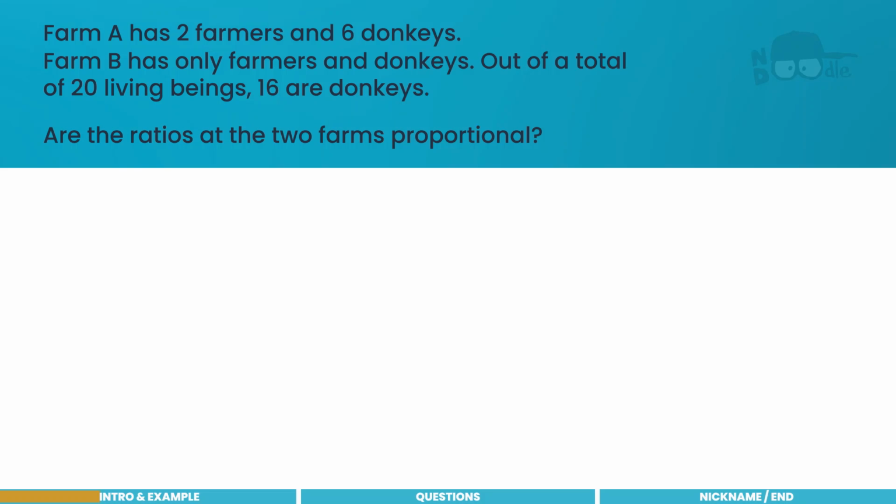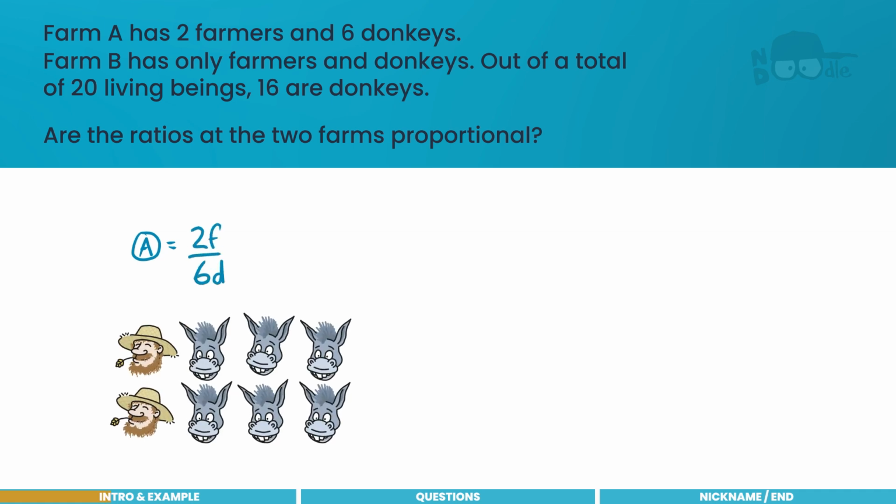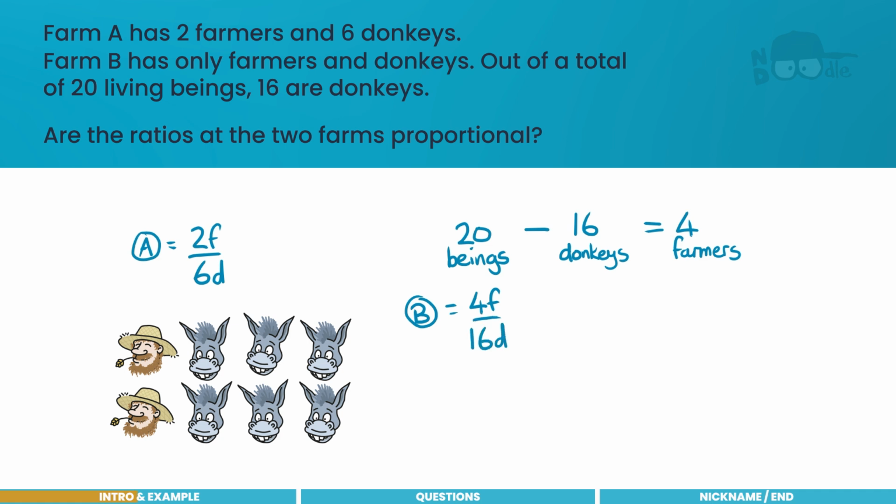Right, let's have a go at this in fraction format. Our first farm has a ratio of 2 farmers to 6 donkeys. For farm B, we are not given the farmer to donkey ratio directly. We need to work it out ourselves. It's straightforward enough. If there are 20 beings in total and 16 are donkeys, then 20 minus 16 gives us 4 as the number of farmers. Hence, our ratio for farm B is 4 over 16.